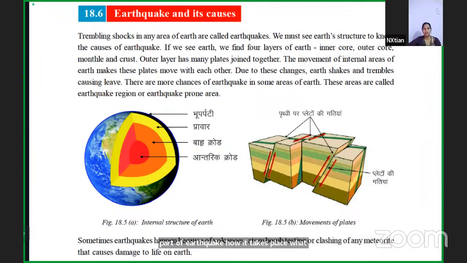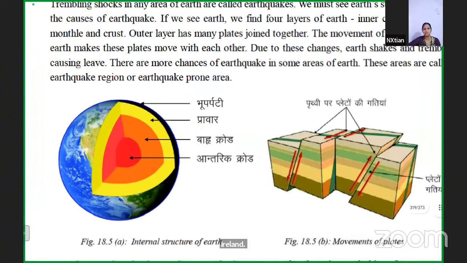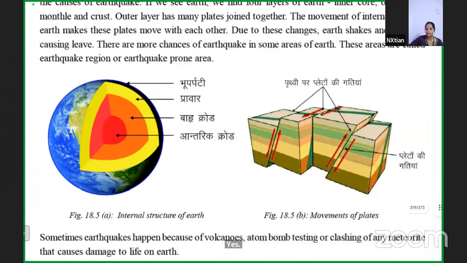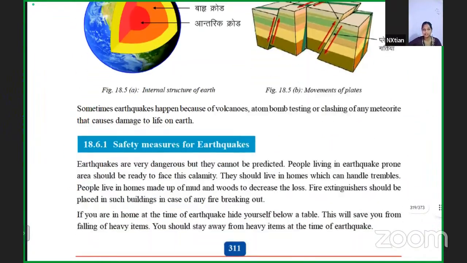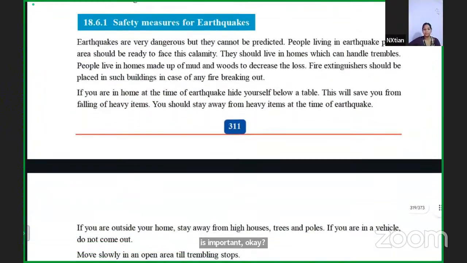So I hope it's clear how this part of an earthquake takes place, what activity is taking place beneath our land in the inner surface of the earth. Hope the layers of the earth are also clear to you all. Yes. Okay, so this diagram is important. The internal structure of the earth, or the layers of the earth diagram, is important. I'll share it later in the group.